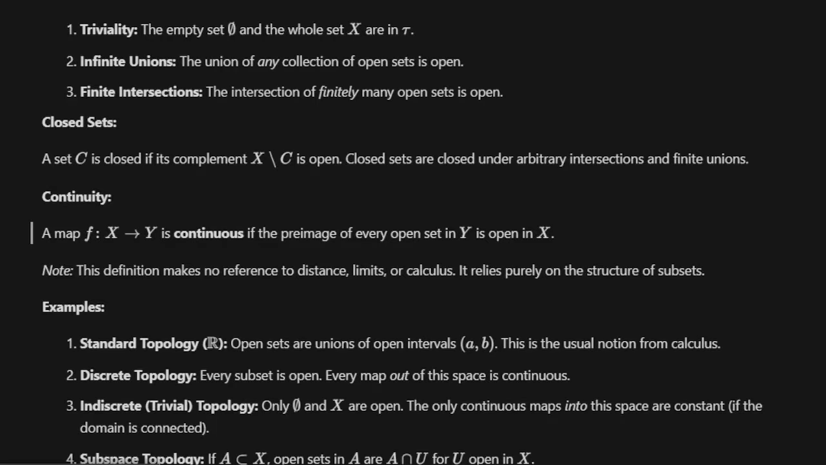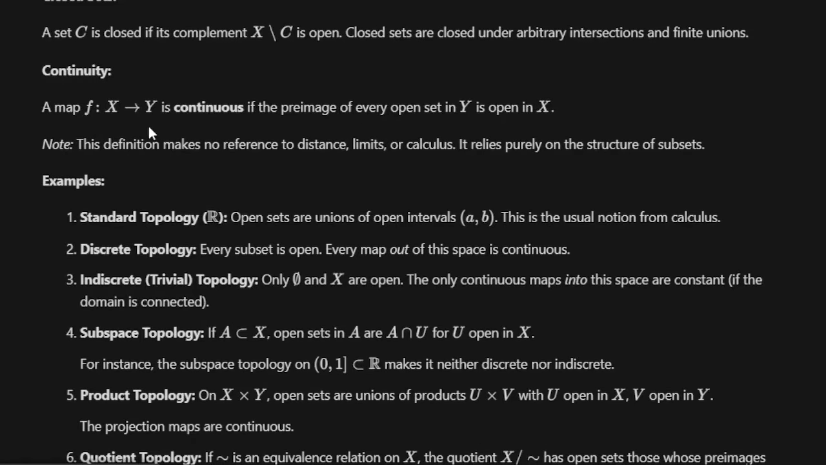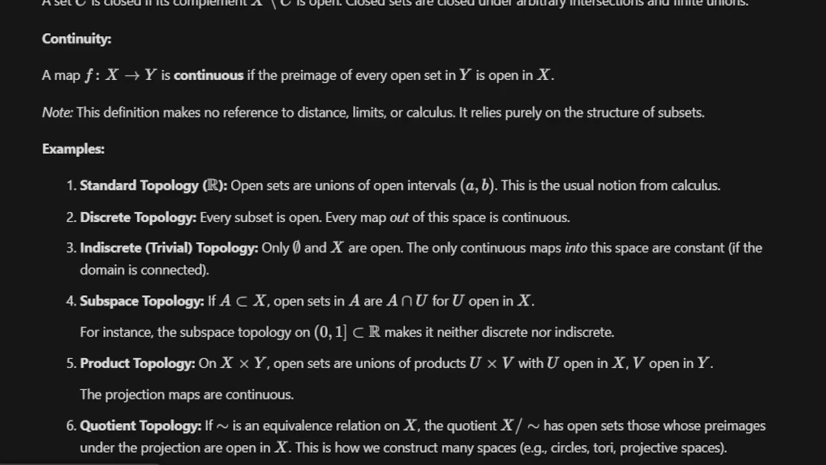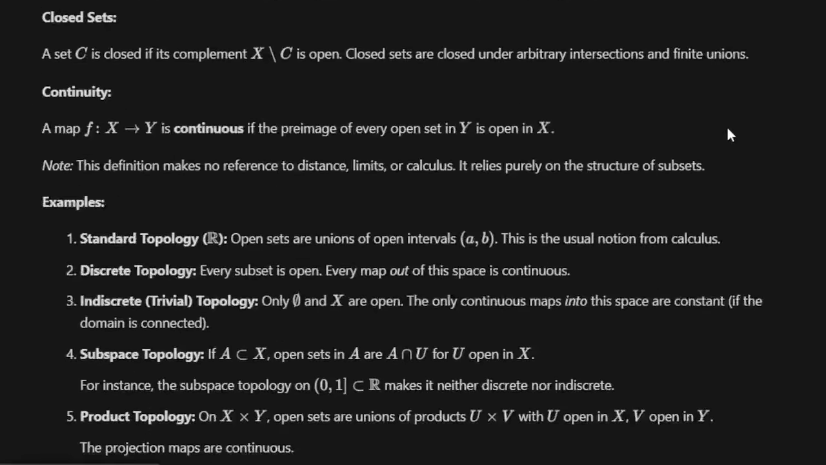We'll say a set is closed if its complement is open, and closed sets are closed under arbitrary intersections. So it's kind of like a negative definition of open. Continuity: a map is said to be continuous if the preimage of every open set is also open. This is the advantage of using topology in this way.